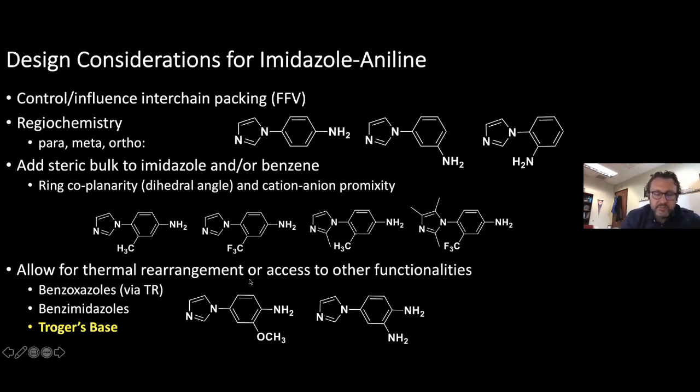Also, in the gas separation membrane field, thermal rearrangement types of materials are of great interest, although we haven't really quite done that yet. But having multiple types of reactive functional groups can give me different types of polymer architectures as well. So I highlight here the Troger's base because that's one we're quite interested in, and I'll have some slides about that soon.